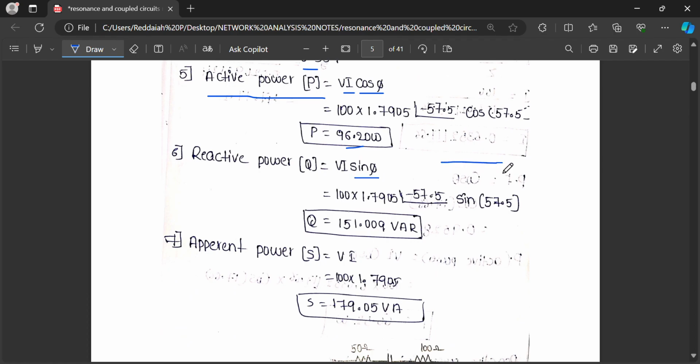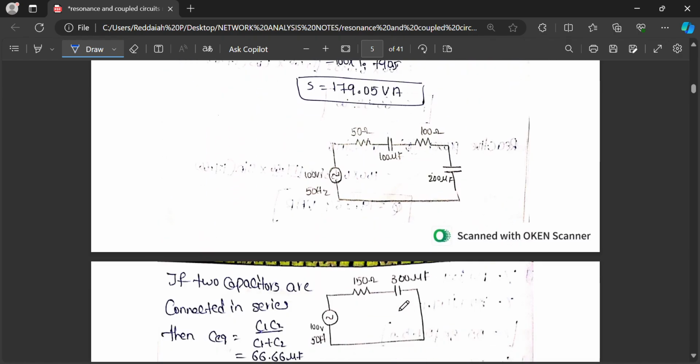You should know the power triangle first. Power triangle is, this is phi. This is real power P, reactive power Q, and this is complex power S or apparent power S. From that, reactive power Q, if you want to calculate, VI sin phi. Apparent power formula is VI. VI into sin phi, you will get Q. Apparent power S equal to VI, we calculated. Like that, problems will come.